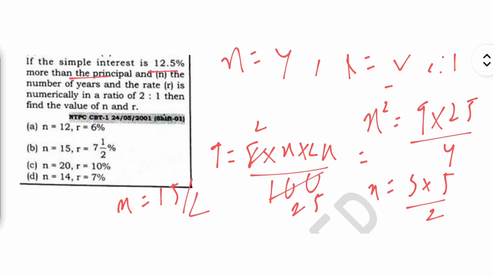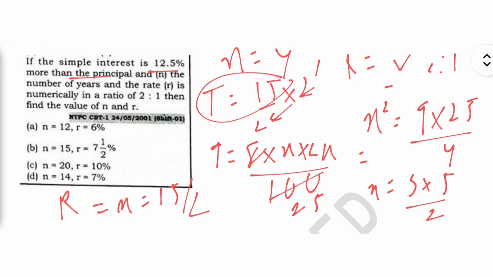What we are given is that x is your rate, and your time is 15 by 2 into 2, because this is 2x. So your time is 15 and your rate is 15 by 2, that is 7.5.